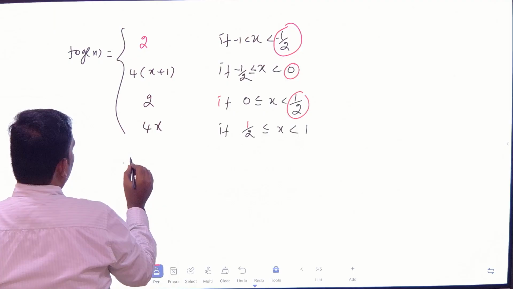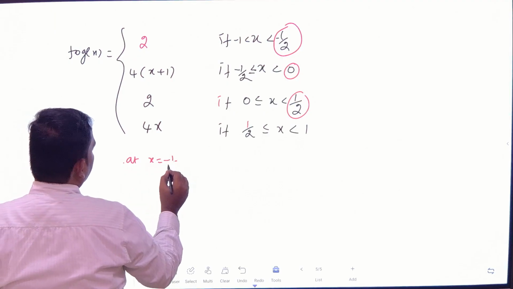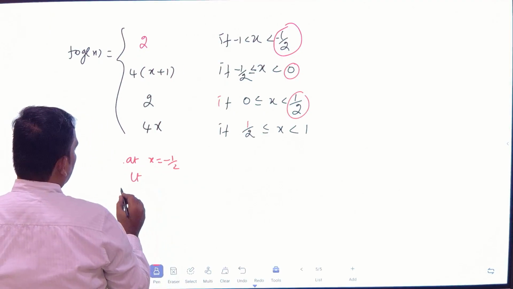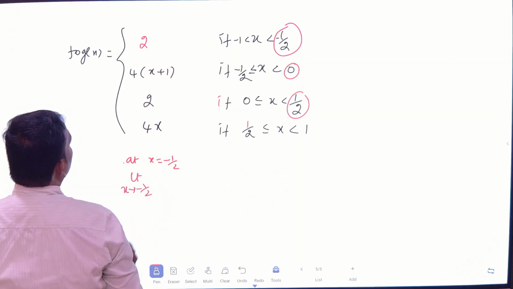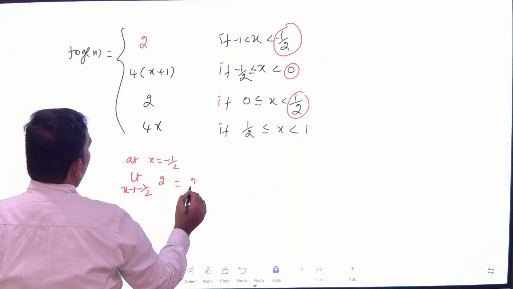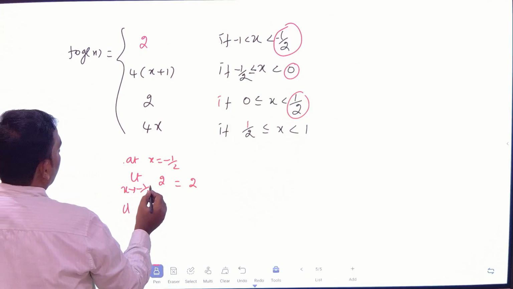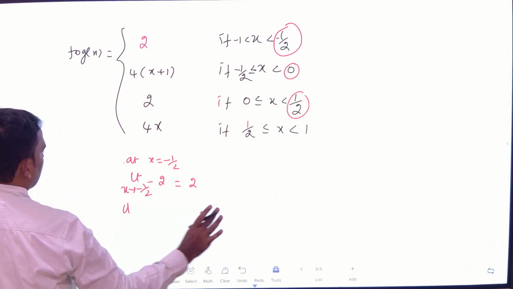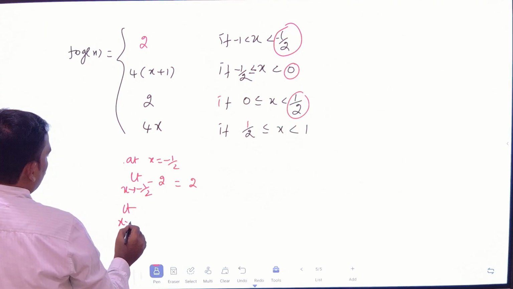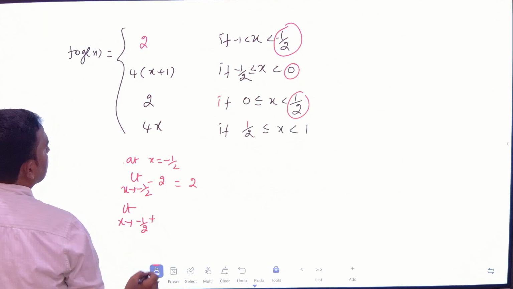First I am checking at x is equal to minus 1 by 2. So for the left limit, limit x goes to minus 1 by 2, this function is 2, right? This is the left limit, minus 1 by 2 minus. Now the limit x goes to minus 1 by 2 plus.